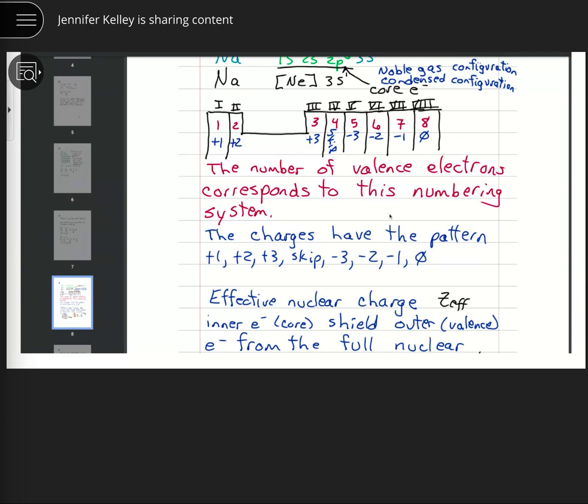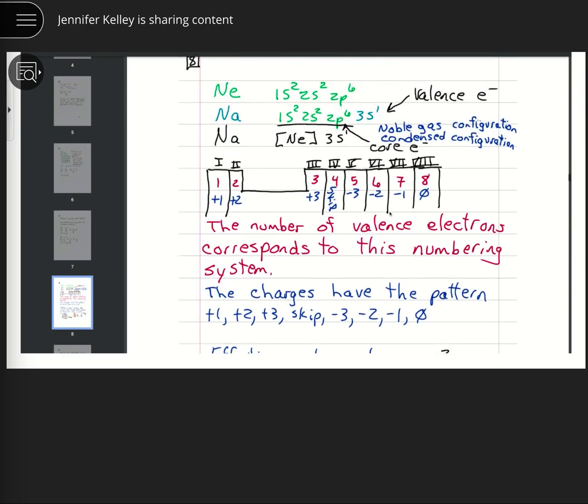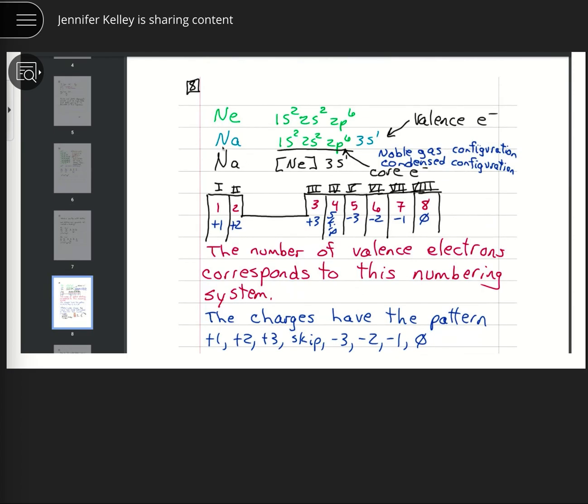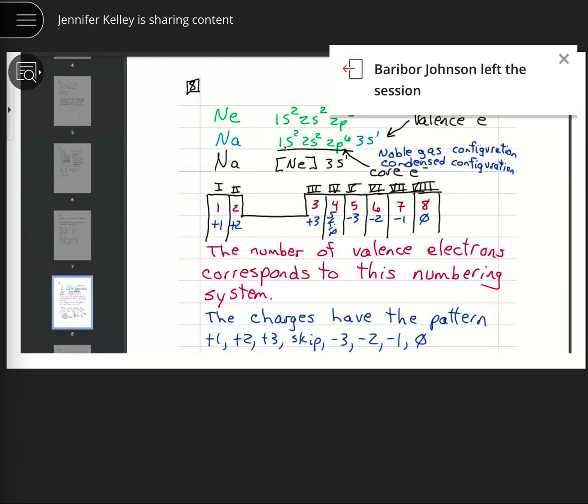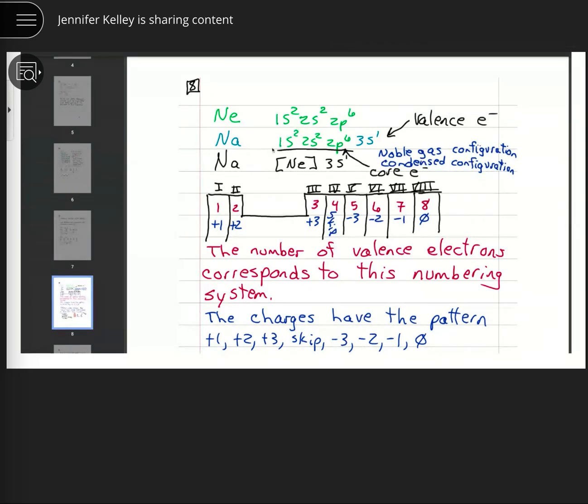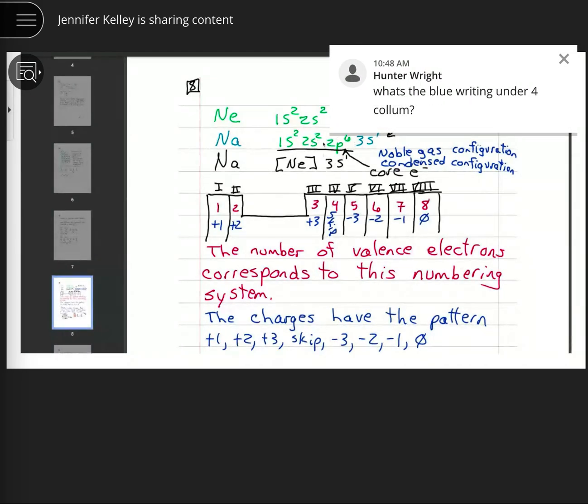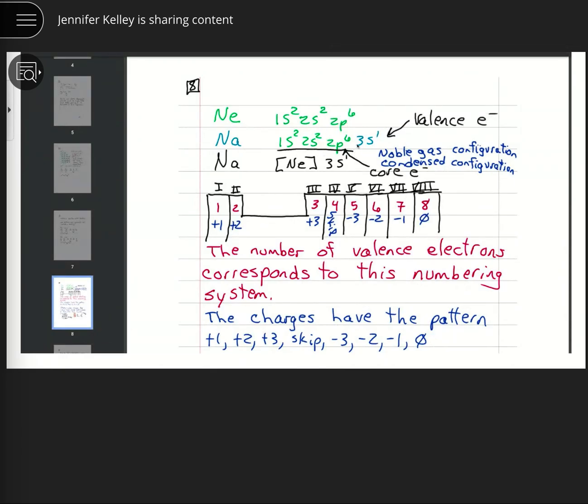All right, the other way to figure out how many valence electrons there are: go back up to the top of the page and look at sodium. You'll see that it has different n levels, and the numbers are the n level. So when you see 1s2, n equals 1. And then 2s2, n equals 2. 2p6, n equals 2. And then 3s1, n equals 3.